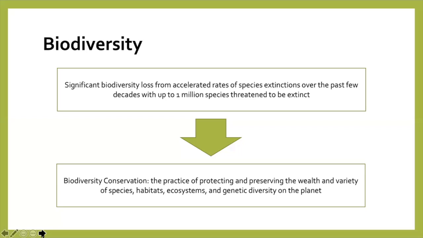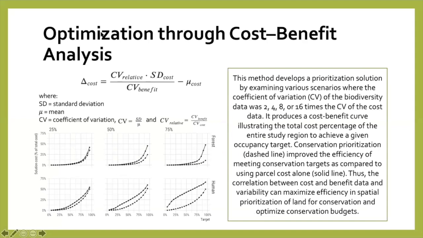However, there are various optimization and resource allocation challenges due to limited conservation budgets and resources. One optimization application to tackle this problem is through the cost-benefit analysis. This method develops a prioritization solution by examining various scenarios between the coefficient of variation of the biodiversity data and the cost data. The change in cost is determined with the following formula and variables as shown on the left.